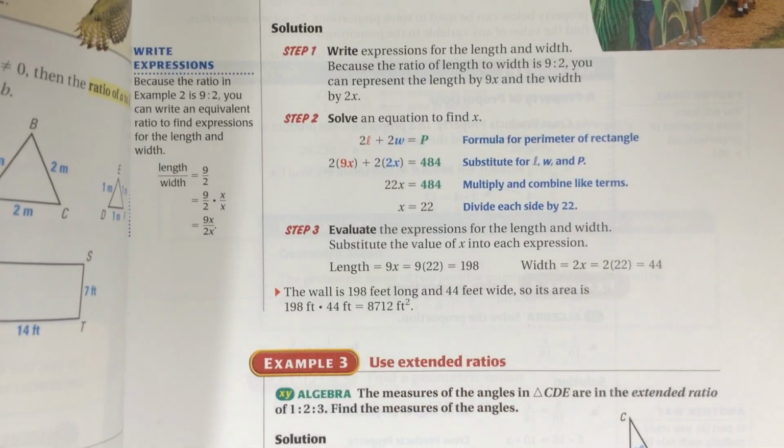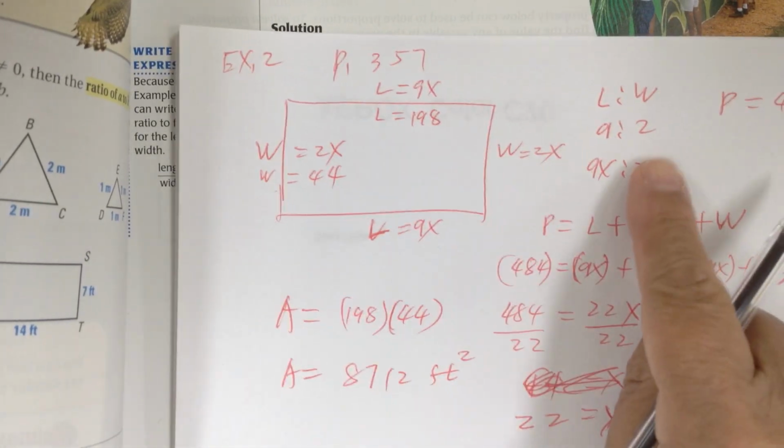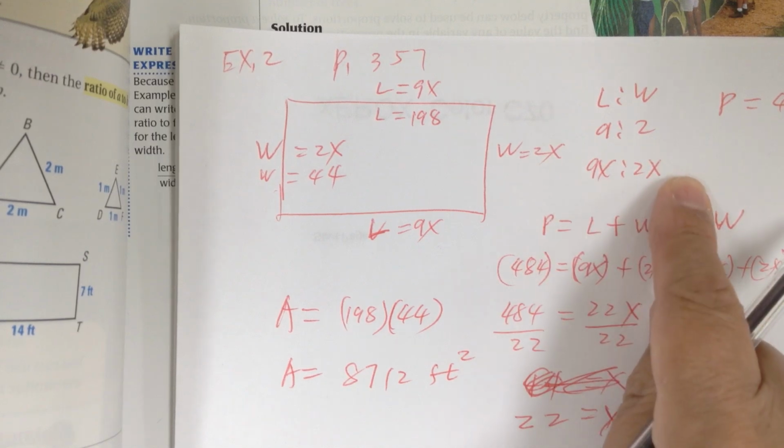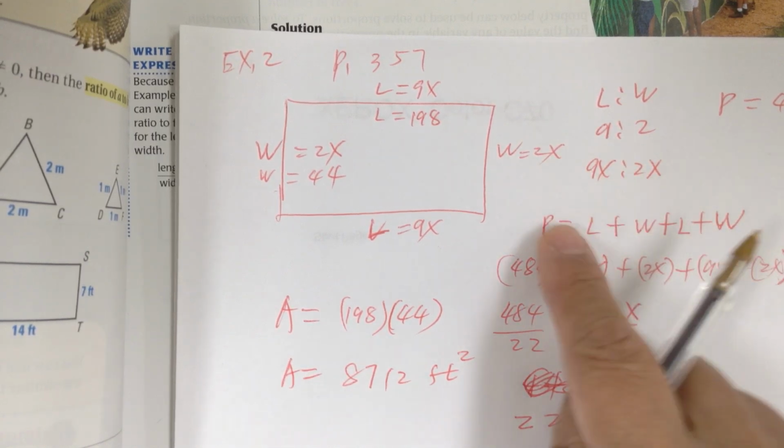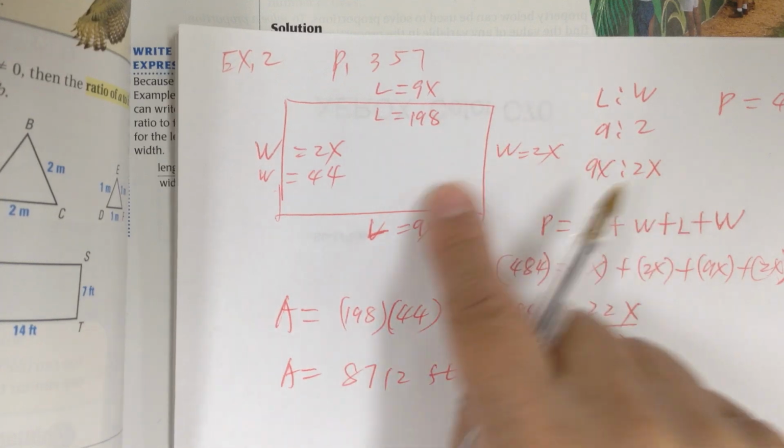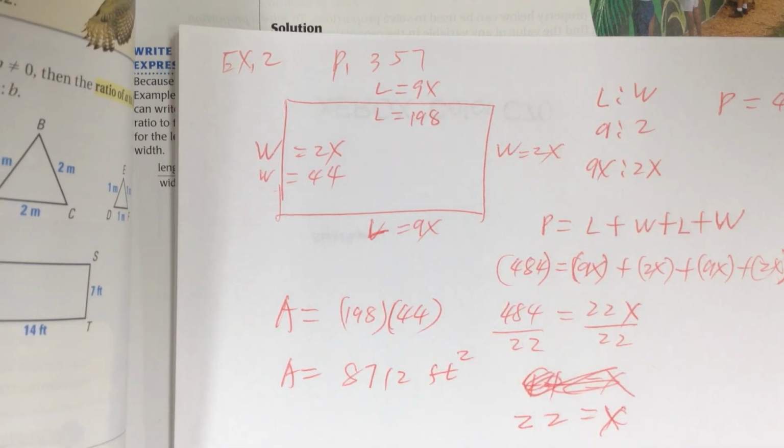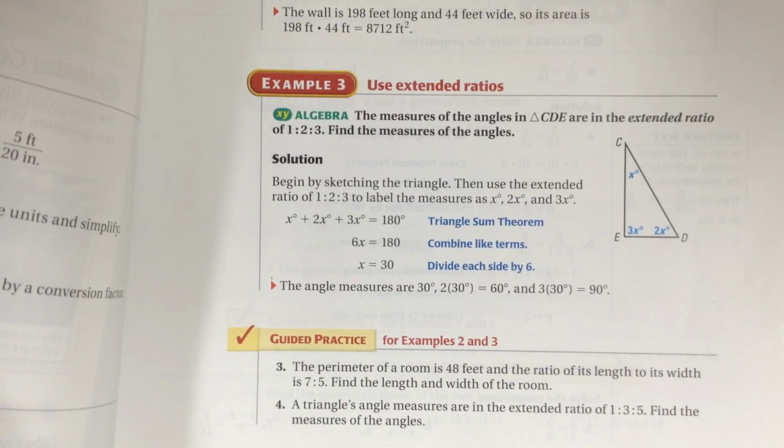So the key to remember is, again, when you deal with ratio, put in a multiplier, and that will help you get back to the original dimensions, and then you can answer whatever question they ask you to do. Okay, let's go to example 3.